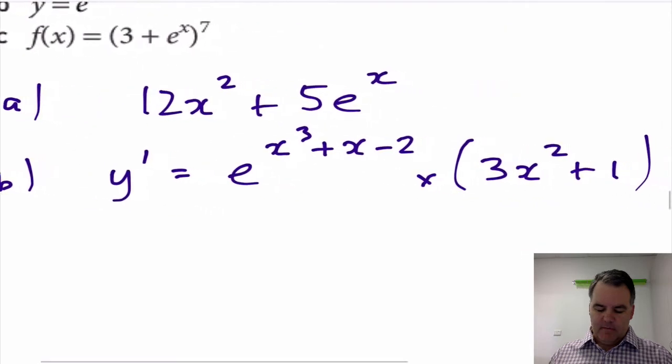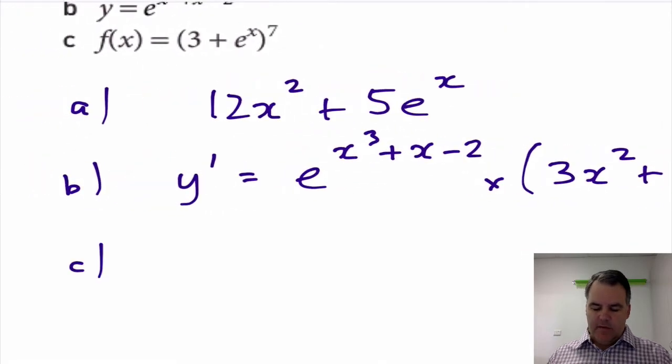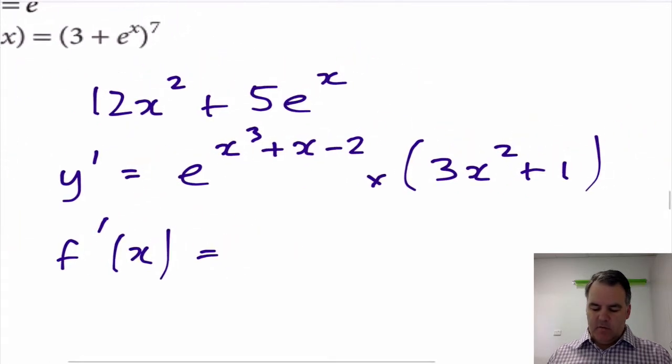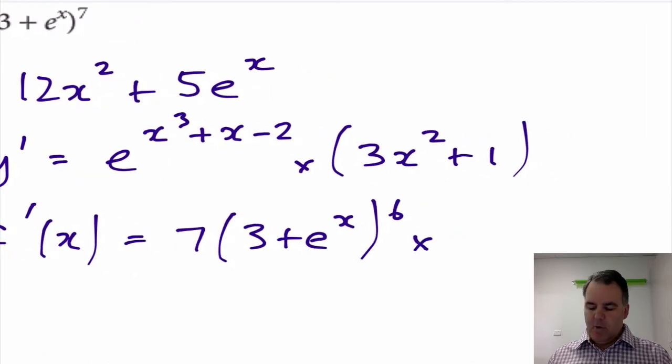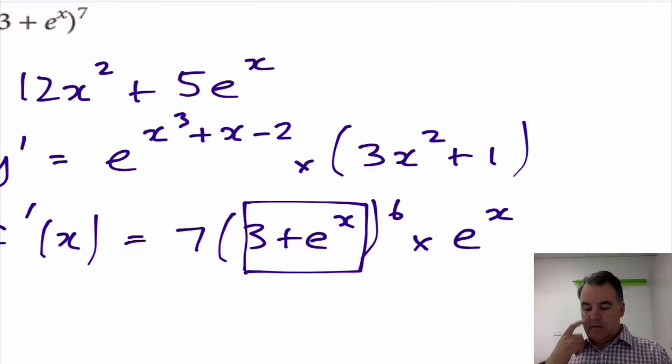And C, we've got f of x is (3 plus e to the x) to the 7. So using the chain rule again, we're going to bring the number down the front, leave that thing in the bracket exactly the same, subtract 1 from the power, and multiply by the derivative of what's inside there, which is just e to the x.